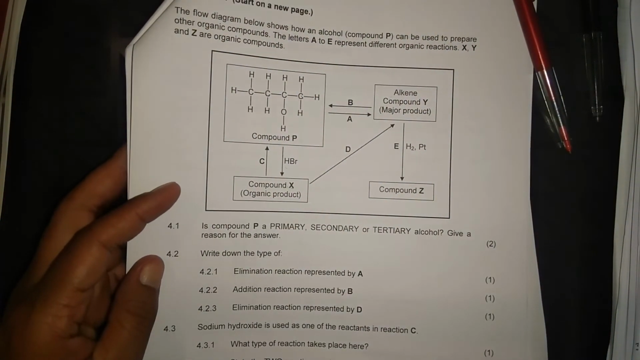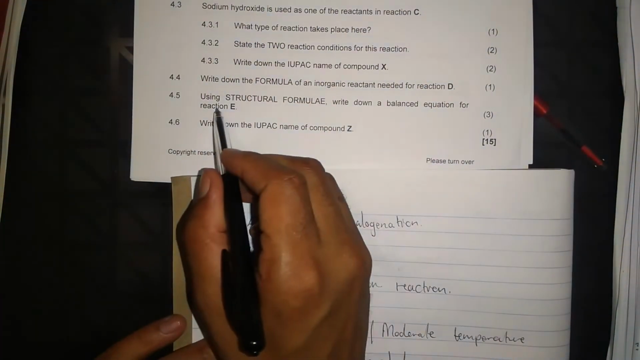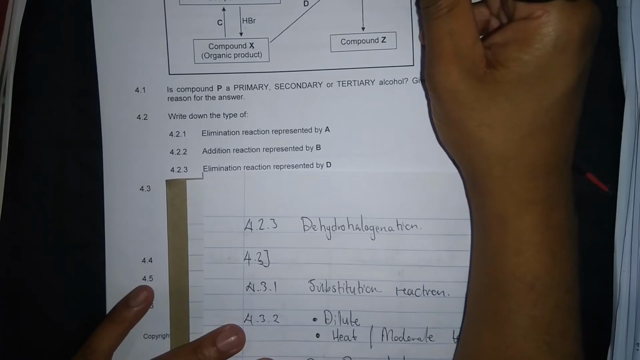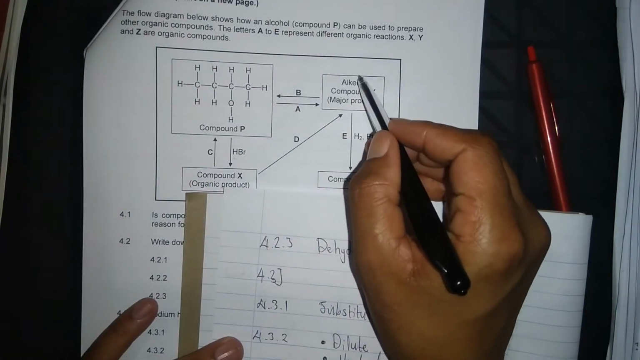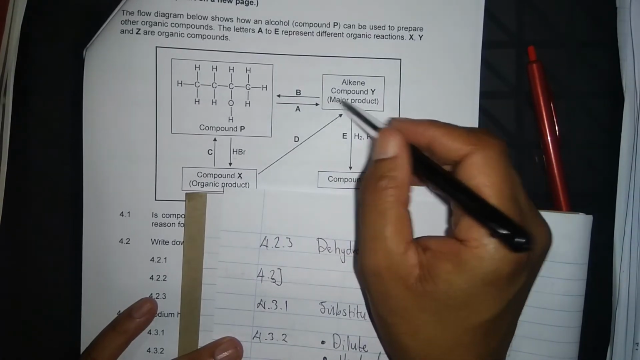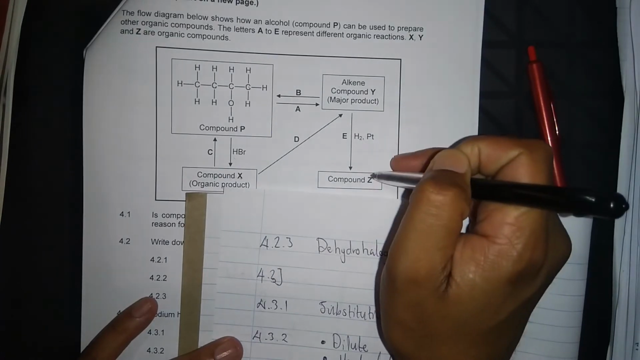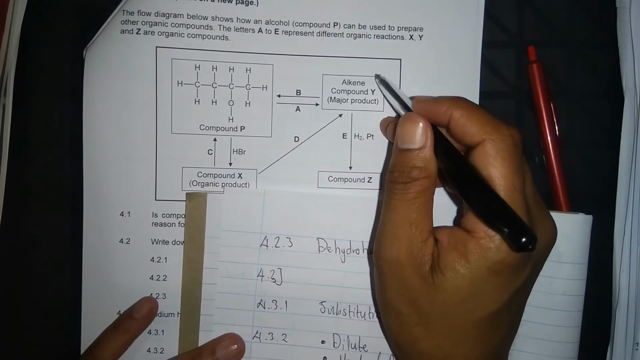So that would be question 4.5. Use structural formulae to write down a balanced equation for reaction E. Now reaction E is an alkene, and the alkene, compound Y, will react with H to form compound Z, and the alkene is a compound that's unsaturated.